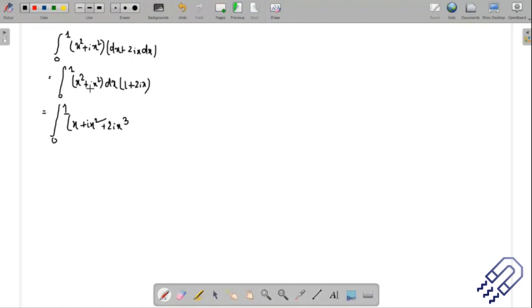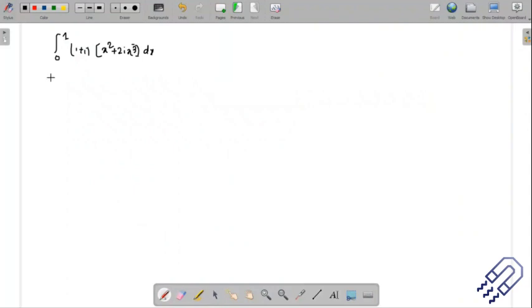And then this with this, ix with this ix, so it's minus, so it is 2x cubed dx. So from 0 to 1, I can take x square common, this will be 1 plus i. Here I can take plus 2x cubed common, this will be 1 minus i dx.